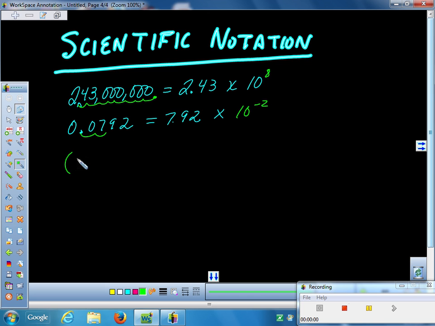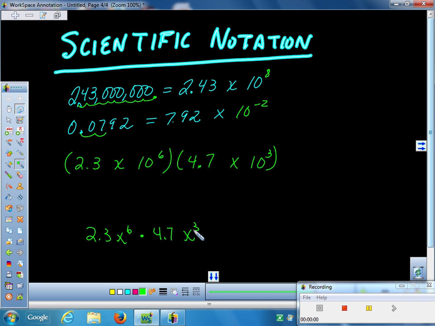Okay, that's not my major interest. My major interest is, how do you multiply numbers in scientific notation? Okay, this is the exact same thing we just did throughout this entire lesson. This is the rules of exponents in front of you. If I had given you 2.3 x to the 6th times 4.7 x to the 3rd, how would you multiply those together? You would multiply your coefficients, and you would get 10.81. What would you do with the x's? You'd add the exponents, and you'd say you have x to the 9th.